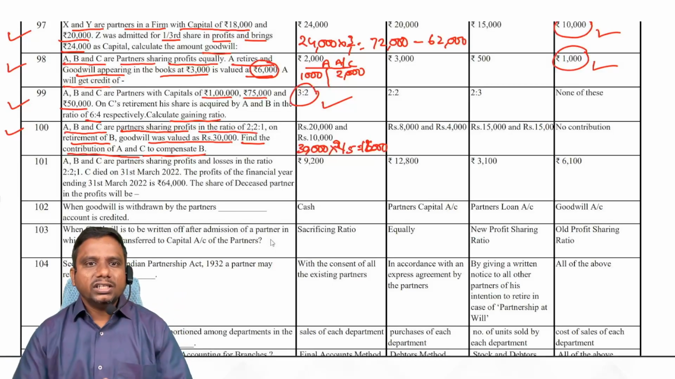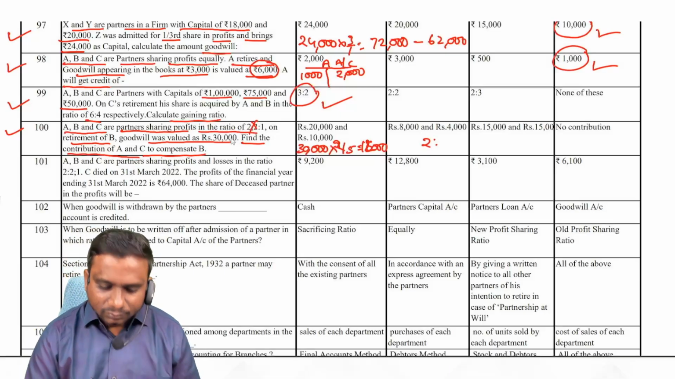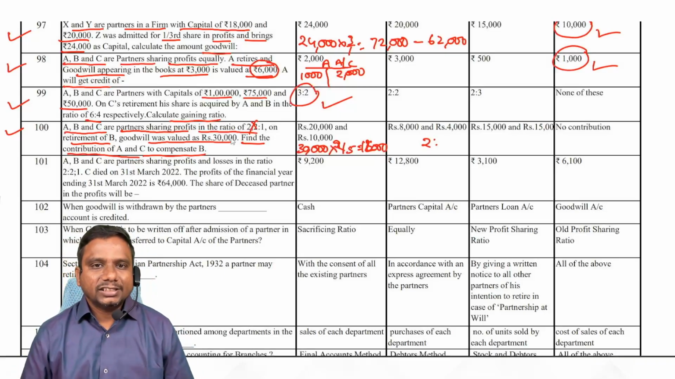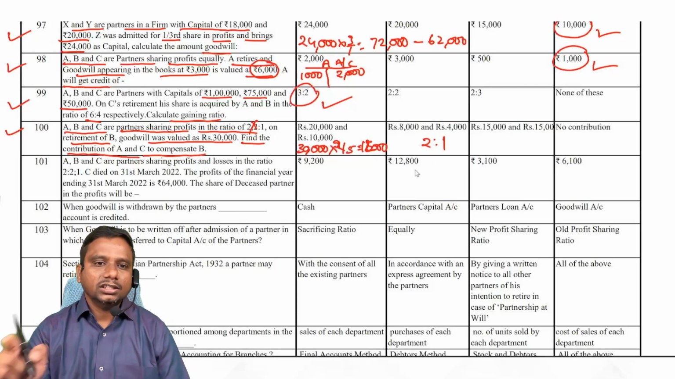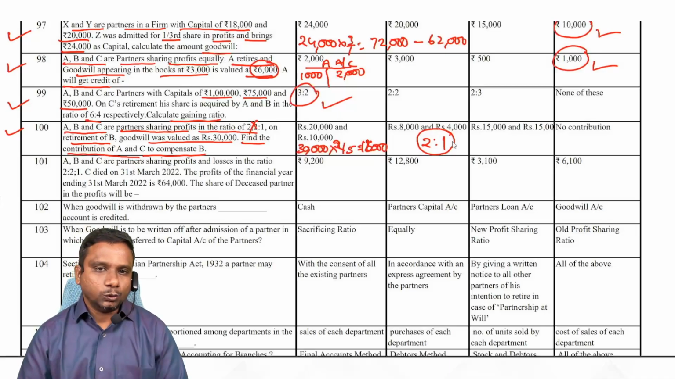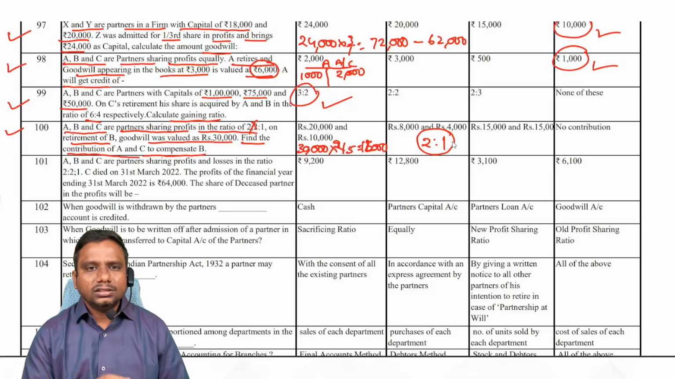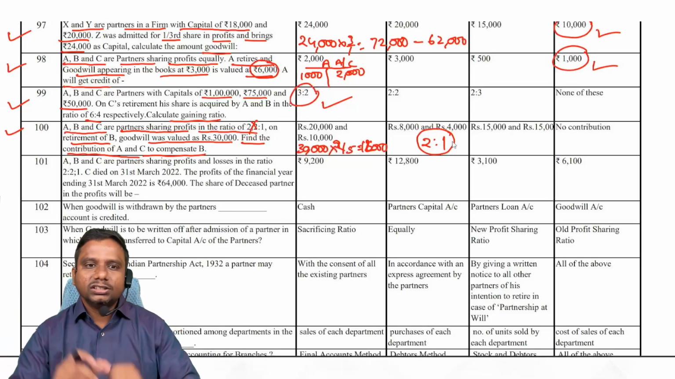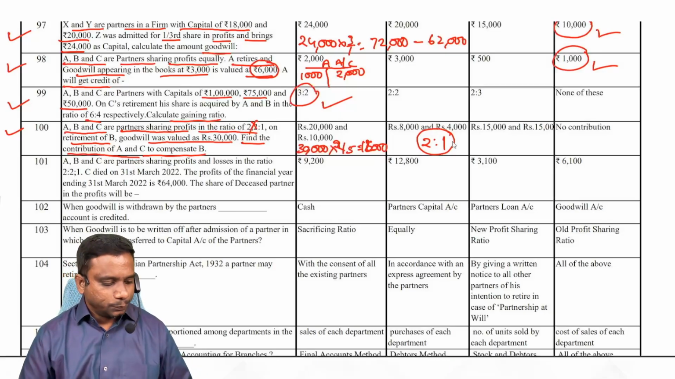In the absence of any new ratio, from this information, we consider the new ratio will be excluding B's share. Exclude B's share. What is the remaining share? 2 is to 1. We consider this as the new share, and the same 2 is to 1 is considered as the gaining ratio. Is it, students? Yes. Specifically, they are not giving in this ratio, they are taking the share of B. We assume the existing share will be the new share, and the new share will be the gaining ratio.